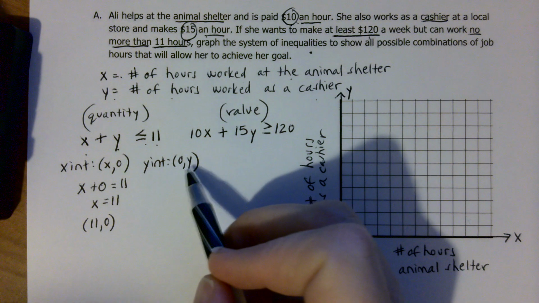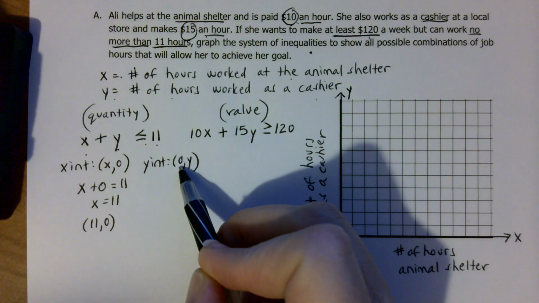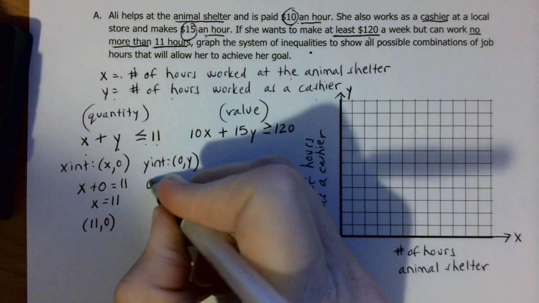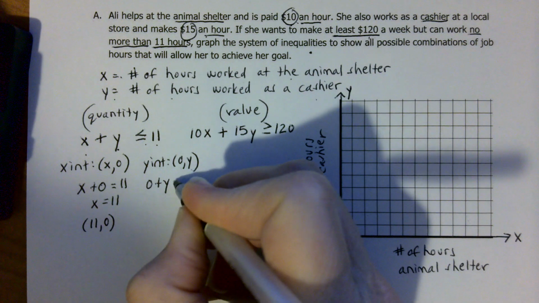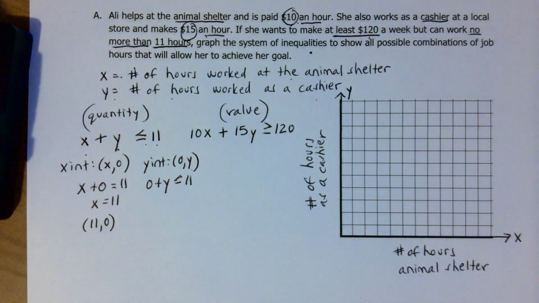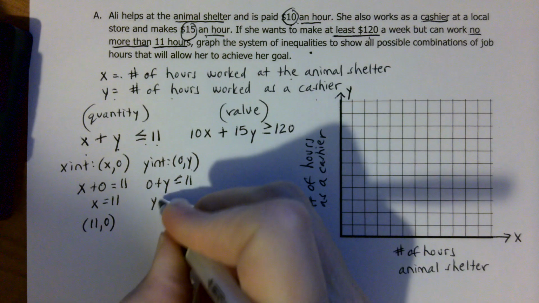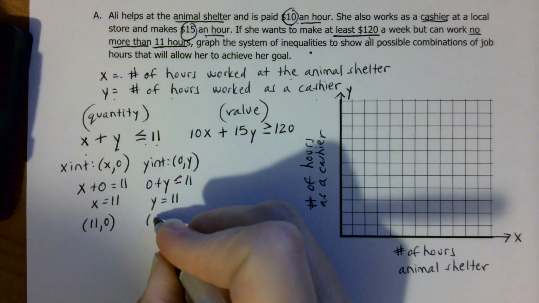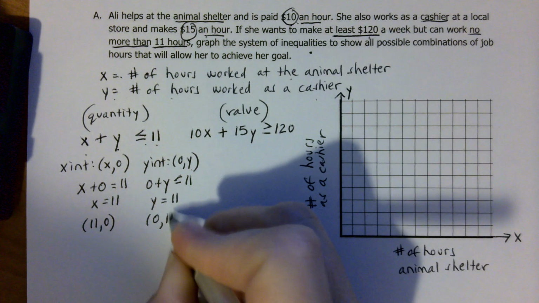Well, the y-intercept is our y value when x is 0. So we're going to write when x is 0, what would y be? It's less than or equal to 11, so we're just going to say 11 for the boundary line. And that means y equals 11. So the other point of our boundary line is (0, 11).